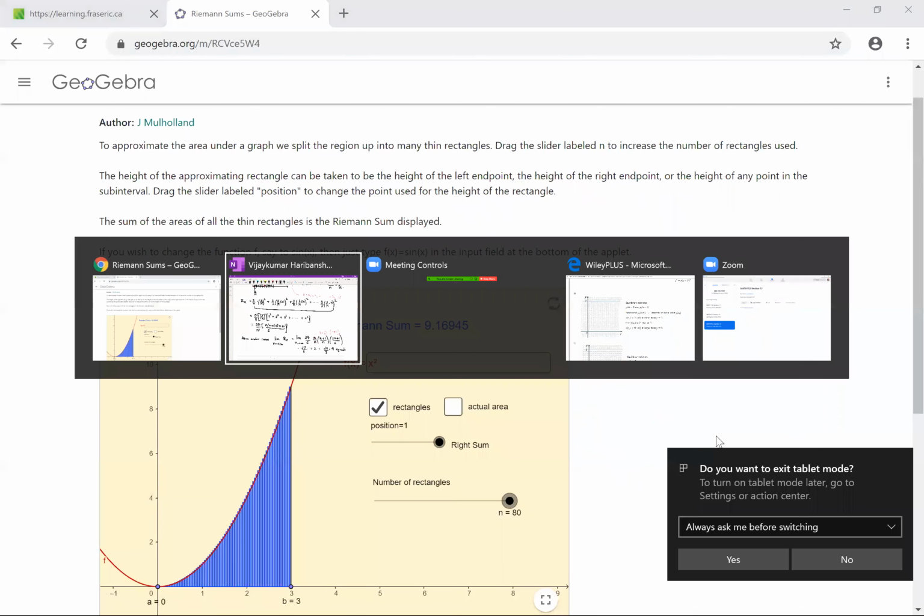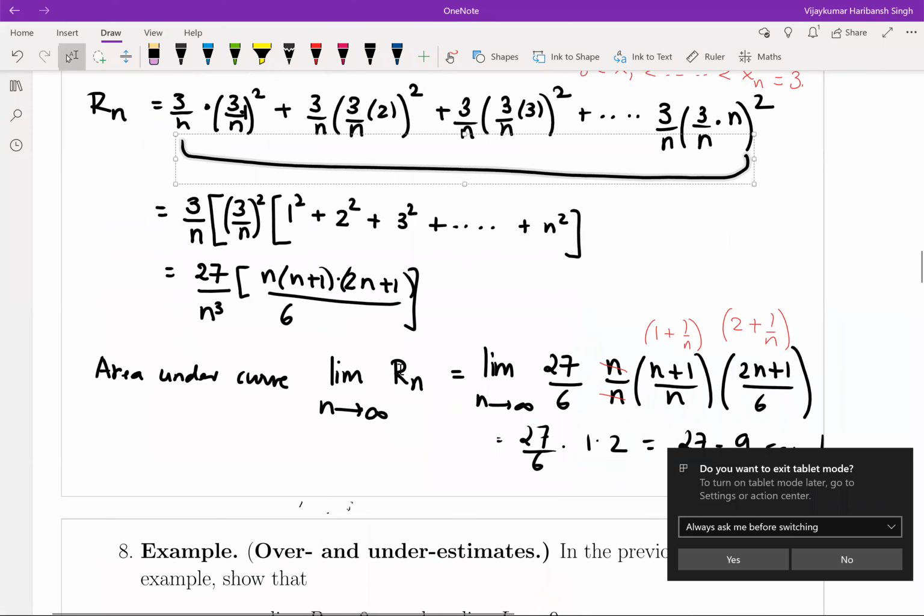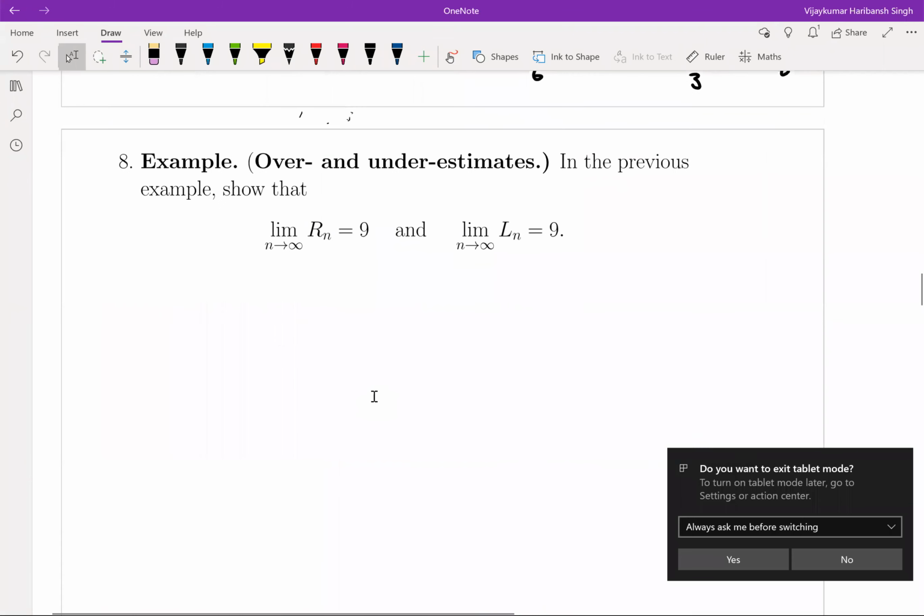All right. So now here we used the right hand point for the height. Now you can do the same thing with the left hand point. So we already showed that the limit as n goes to infinity of Rn is 9. Now let's do the same thing with Ln. So what is the idea?